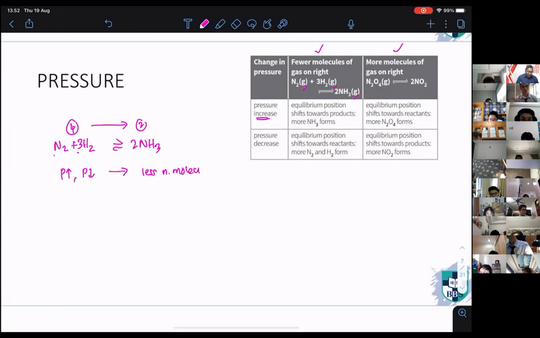Even in this explanation, they don't explain. They say it will favor products. But in your exam, you must mention this. I'm telling you because in your exam, if you don't mention this, you will not get the mark. Very, very important. So the same thing, when pressure decreases, you can just put it over there.